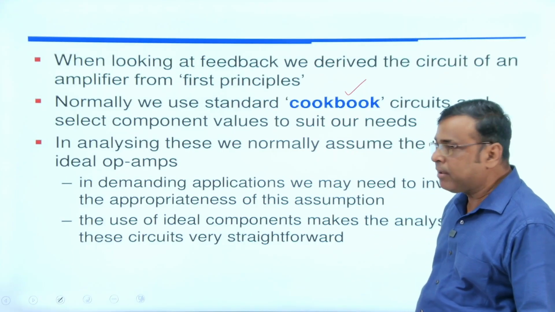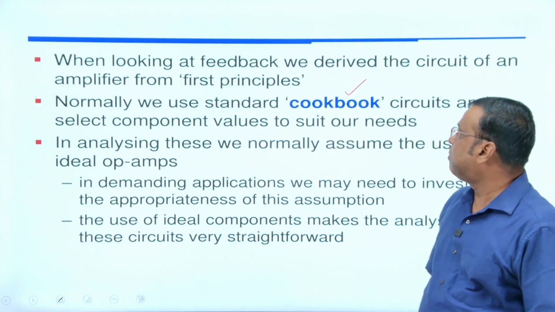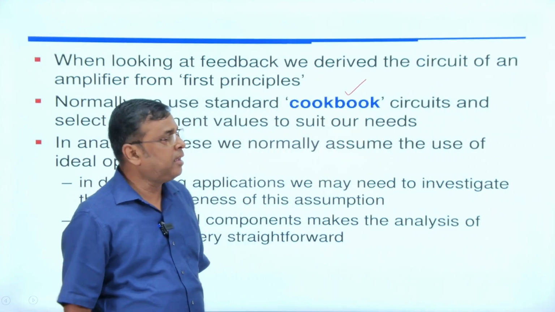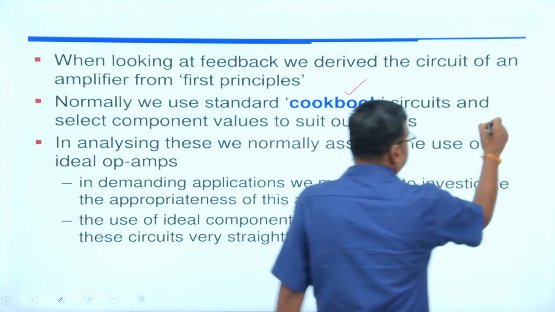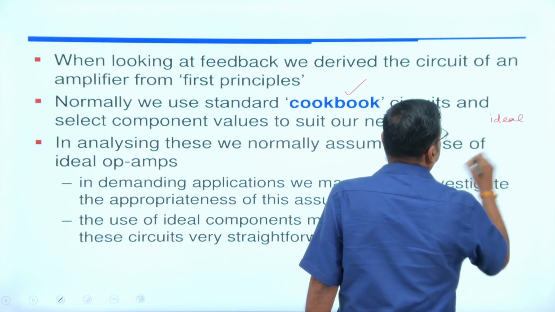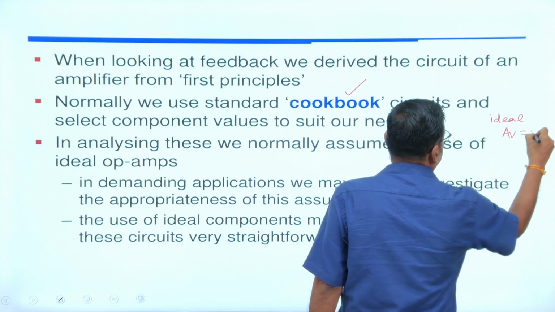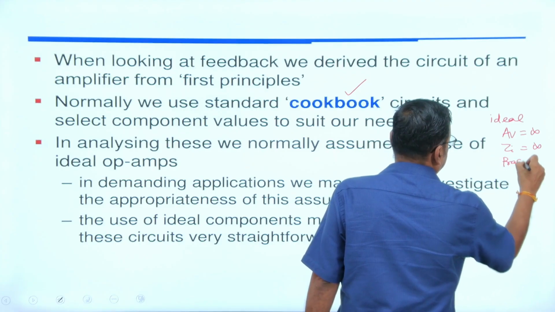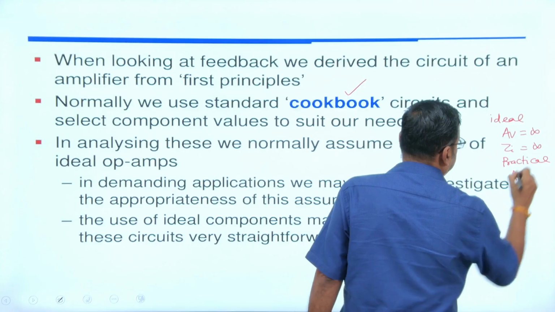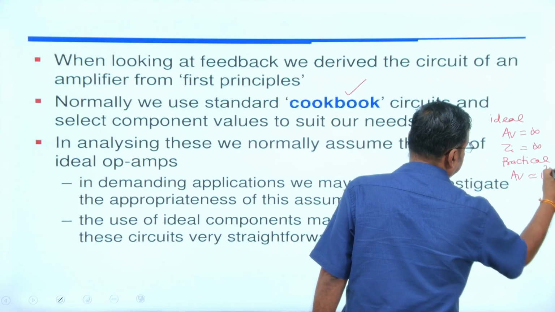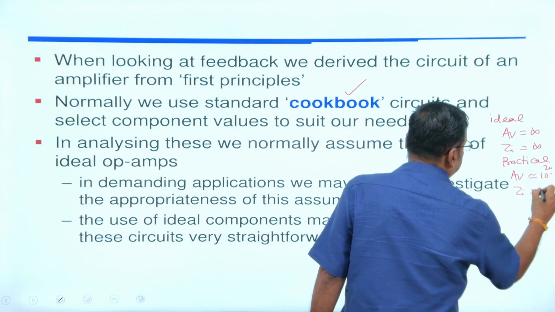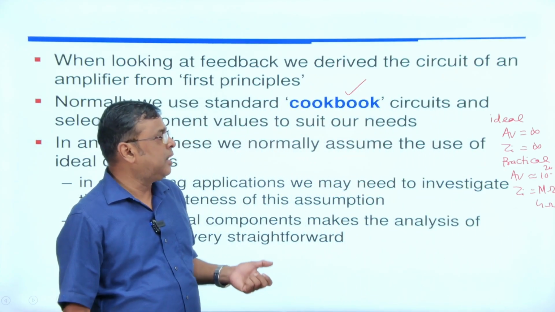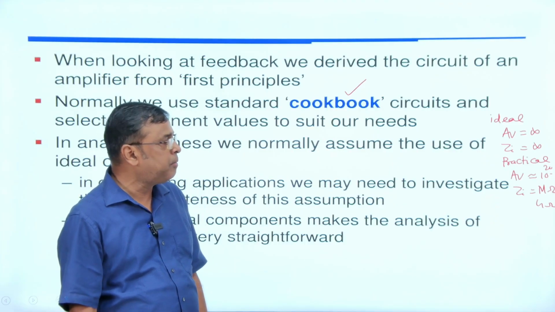In an ideal operational amplifier, we say the gain is infinite and the input impedance is infinite, Zi is infinite. But in a practical operational amplifier, Av is not infinite. Av is some value like 10 to the power 10 or 10 to the power 20, and the input impedance is in megaohms or gigaohms. So there will be a difference between ideal and practical cases, with large values of voltage gain and input impedance in a practical operational amplifier.